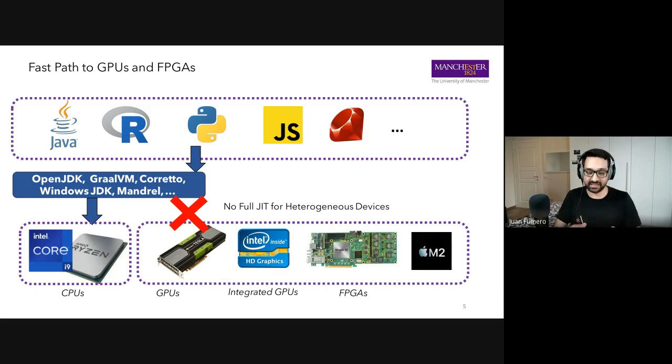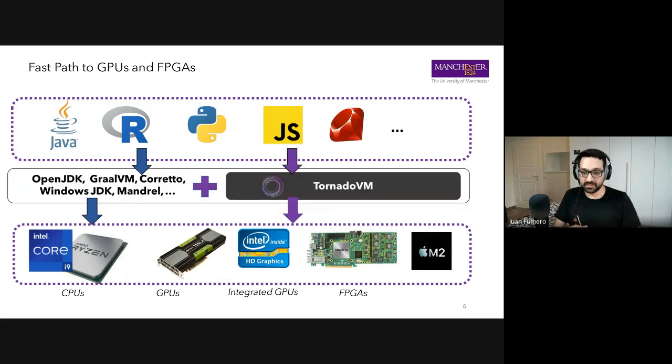But this doesn't exist for heterogeneous hardware. So if you want something similar, there is nothing around. And that's where TornadoVM comes into place. So TornadoVM is not a new VM by itself. It's a plugin, so it needs Java, the JVM. So it's like a complement for execution on heterogeneous hardware. It complements OpenJDK. We can use OpenJDK-based distributions like Amazon Corretto, Red Hat Mandrel, Windows JDK, and also GraalVM.